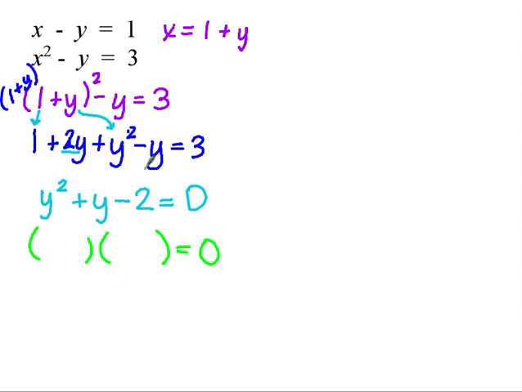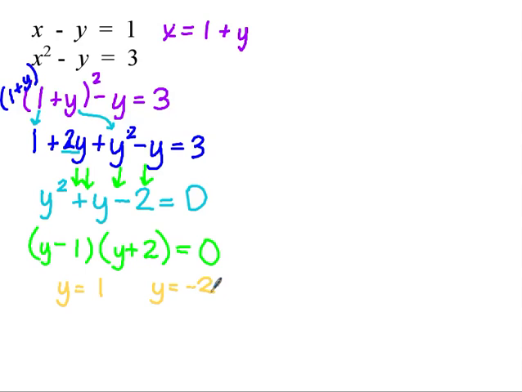Two factors of 2 that do what? Two factors of 2 that differ by 1. What are those two factors of 2 that differ by 1? 1 and 2. How do you get a positive 1 from those? Negative 1, positive 2. What goes first in the parentheses? Y. So in this case, if you notice, you have 2 values of y, 2 possibilities. What are those 2 values going to be? Y equals 1, y equals negative 2.